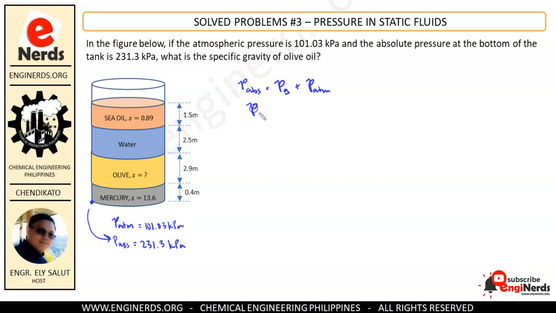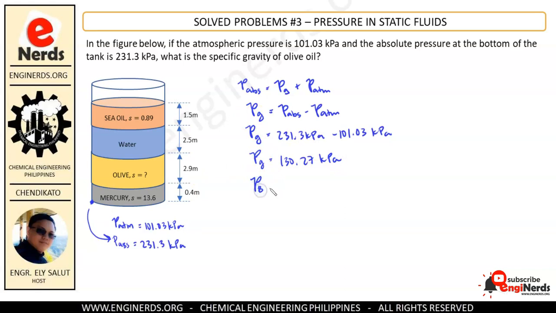So now we will get the gauge pressure, which is equal to the absolute pressure minus the atmospheric pressure. So therefore, our gauge pressure at the bottom is equal to 231.3 kilopascal minus 101.03 kilopascal. And this is equal to 130.27 kilopascal. And this gauge pressure is the pressure at the bottom. Okay, so this is our given pressure there.